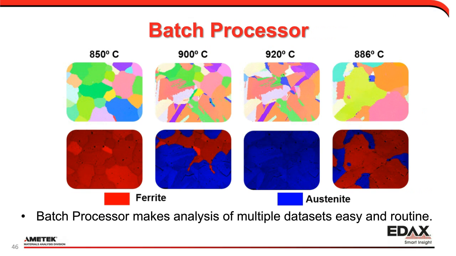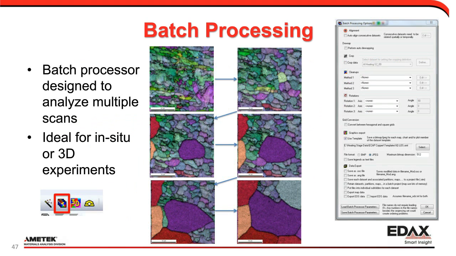So this is an example from a heating stage where we've gone from 850, 900, 920, and then back down. And we see the phase transformation from ferrite, which is BCC, to austenite, which is FCC, and then back down again as it goes through this temperature reversal. Using the batch processor, we're able to do this type of analysis pretty easily because we can specify what we want to happen for each data set and repeat it for all the other data sets.